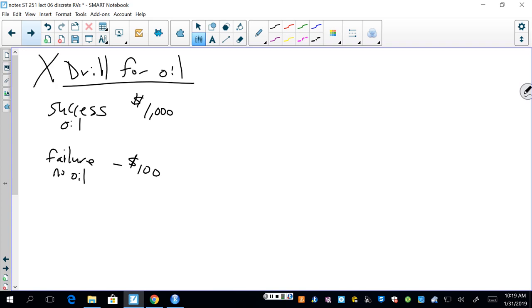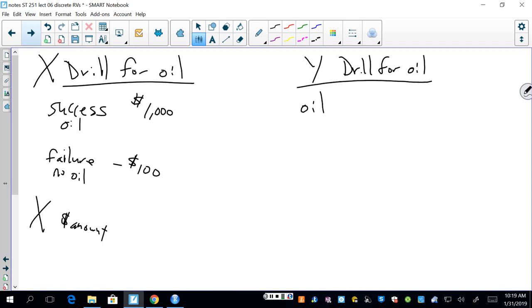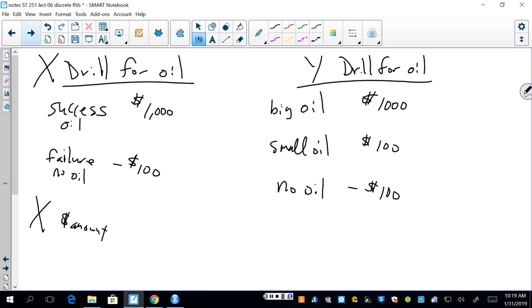You could call this a random variable X, as the dollar amount that you get in the scenario, and it has two possible levels. Now imagine a different scenario, Y. Say you drill for oil, but it's a little bit different. You're dealing in some different areas. If it's successful and there is oil, you still get $1,000. Maybe that's a big oil response. If you have a smaller response, so there's a little bit there but not quite a big one, maybe you earn $100. But if there's no oil, then you've lost your $100 investment. And so that would be another variable.